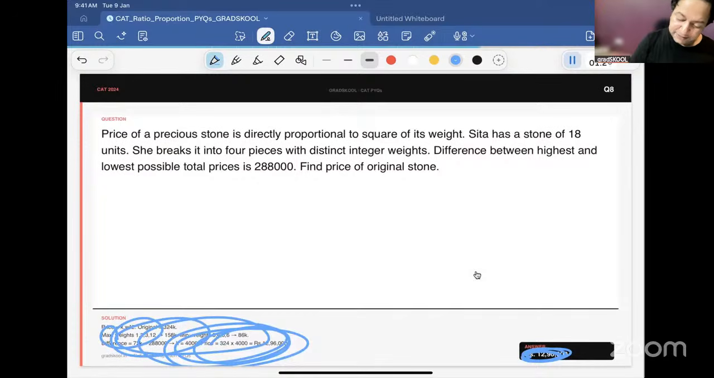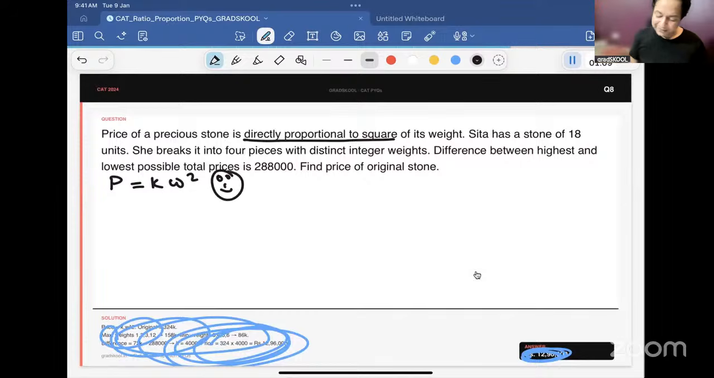It says the price of a precious stone is directly proportional to the square of its weight, which means simply that if P is the price, then P is equal to a constant of proportionality K times W squared. Is this clear to everyone? Are we happy? Now, Sita has a stone of 18 units. She breaks it into 4 pieces with distinct integer weights. The difference between the highest and lowest possible prices of the pieces is this. Find the price of the original stone.